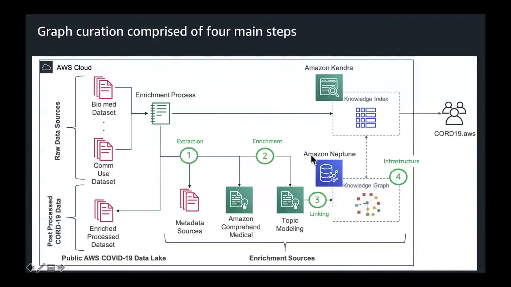Turning to graph creation, the process comprises 4 main steps. Step 1 is entity relation extraction, where we extract entities such as authors, institutions, and their relations directly from the full-text articles. The second step is the enrichment step, where we enrich this data with biomedical entity information. Specifically, using the Amazon Comprehend Medical named entity recognition service, we can extract biomedical concepts from the corpus of text.